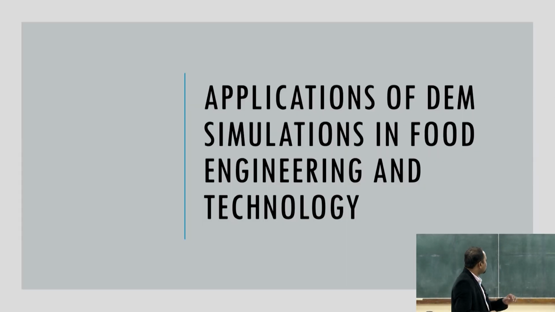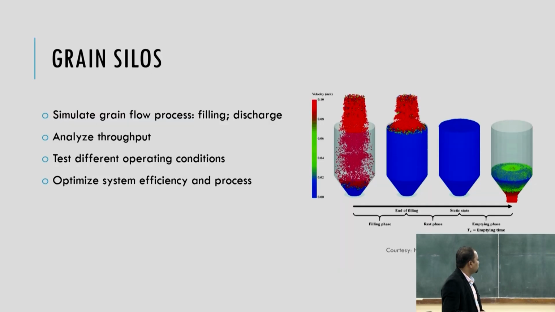Now, let us see some of the applications of DEM simulation in food engineering and technology. In this example, this is for the grain silos, right, a filling of the grains from the top of the silo. Say a 100 ton silo is there, it is filled. We are interested in the compaction and other studies that we will see. Then there is a stagnant zone, rest phase is there. Now, at the time of emptying, once the bottom pan is removed, you can see the discharge pattern of the grains, right.